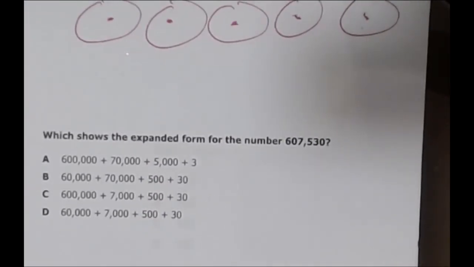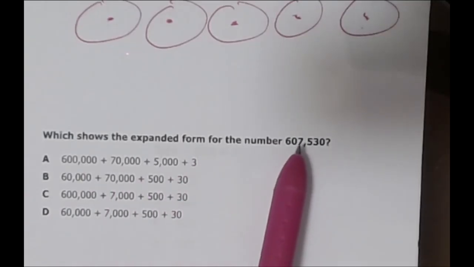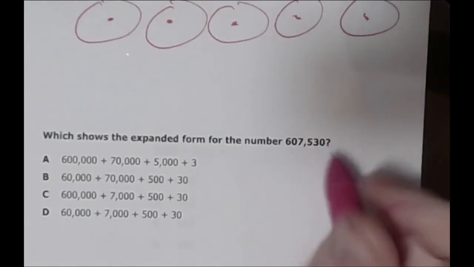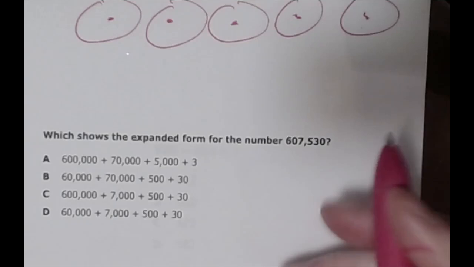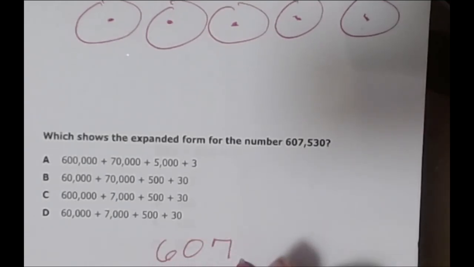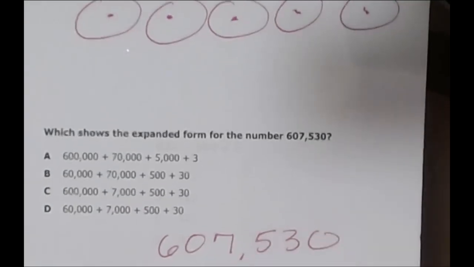All right. Let's see. Hold on. Which shows the expanded form for the number 607,530? My favorite way of doing this is having the students on their show work paper write the number 607,530, and then go by each digit.